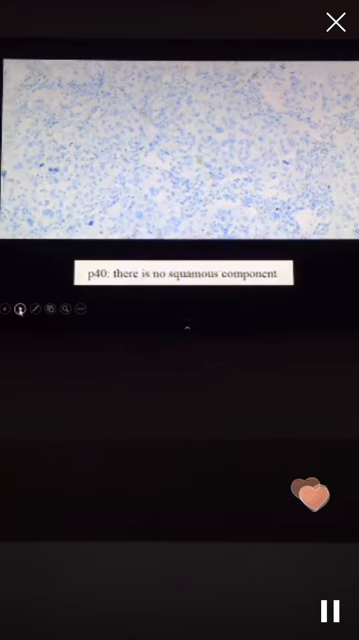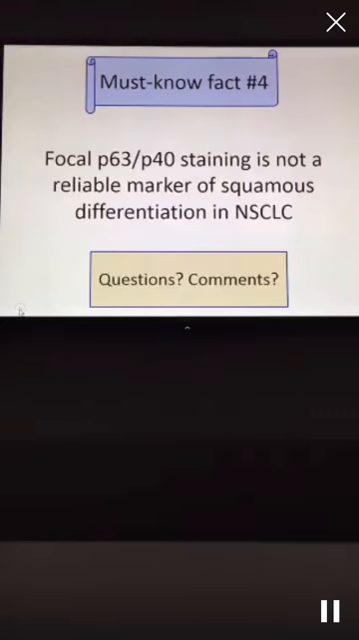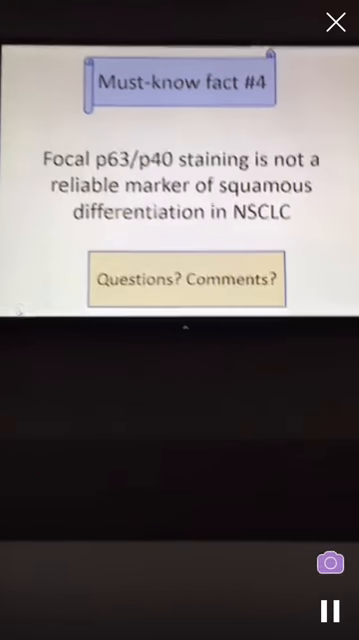Next, in this particular case, we did the P40 and it's completely negative, because P40 is a little more specific than P63. You will occasionally have cases that are P63 focally positive and dead negative on the P40, proving that this is not a squamous. There's nothing squamous about this tumor. This is simply an adenocarcinoma with patchy P63 stain. All right, so is everybody okay with that?